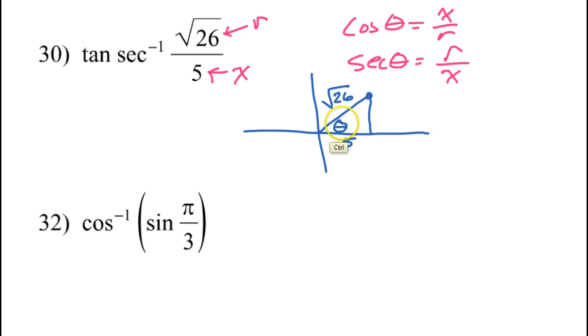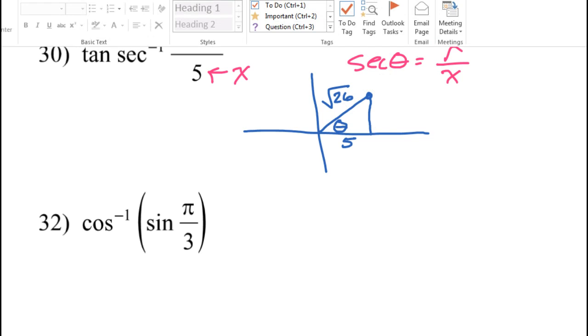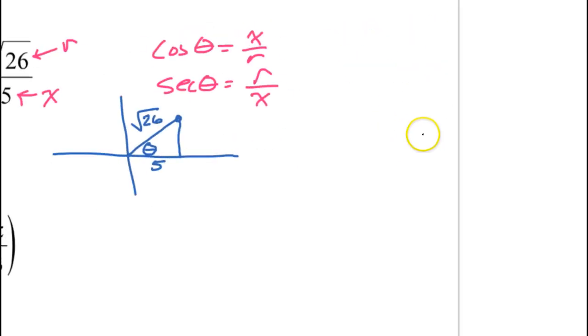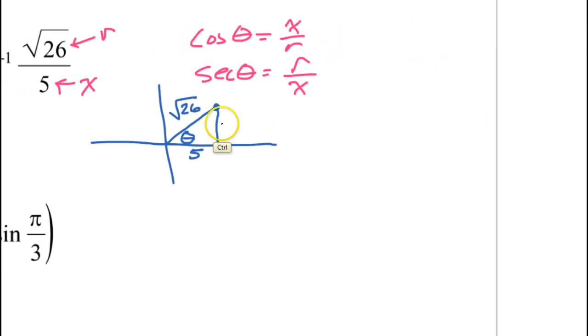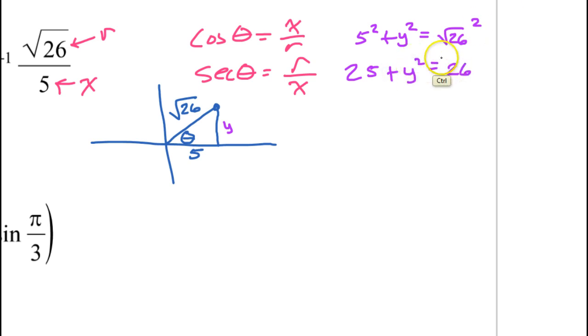Now, the tangent is y over x. So I'm going to need the y value. In order to find the y value, I'm going to have to do the Pythagorean theorem. So this is y that I'm looking for. So 5 squared plus y squared is equal to radical 26 squared. So that's 25 plus y squared is equal to 26 because the radical goes away.